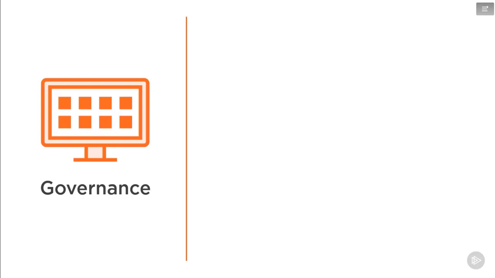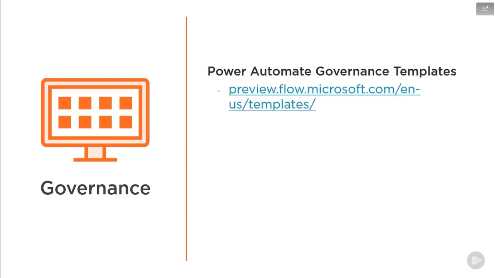In terms of governance, we have some resources available that simplify the process of governing our tenants. I will start by talking about the Power Automate governance templates. These templates allow us to create workflows that will perform automated tasks to help us govern our tenants. You can access the templates available using the following link.